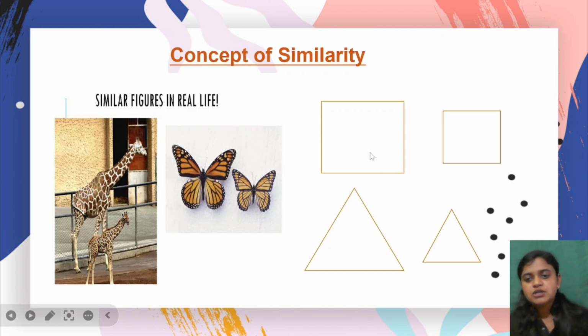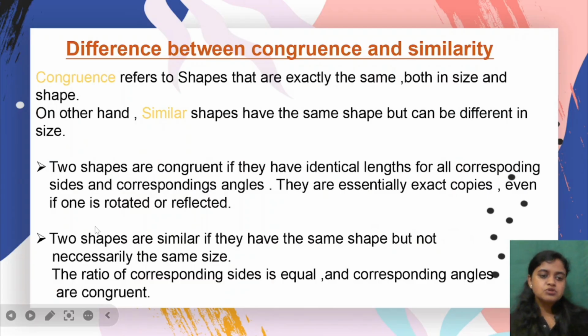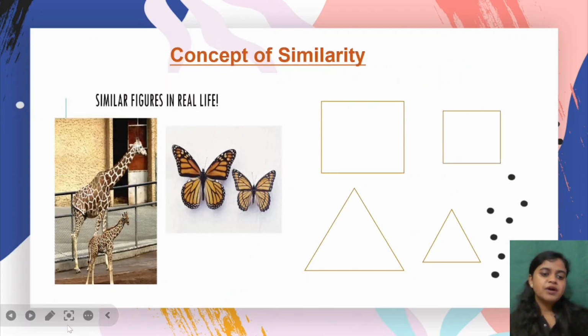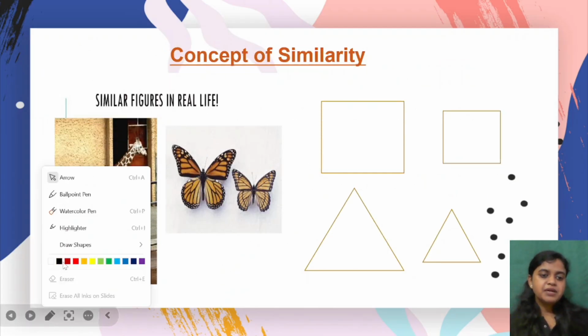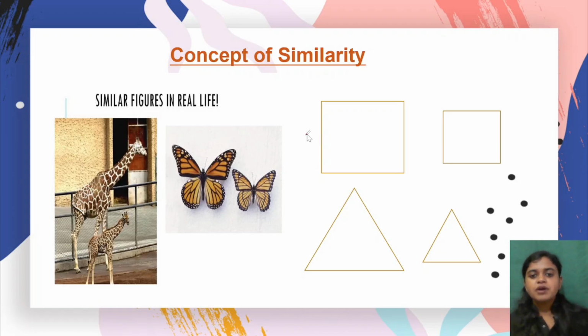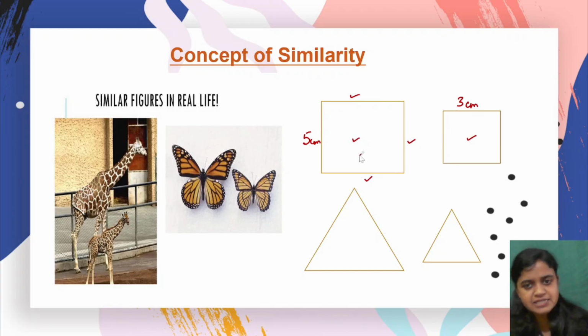If I take two squares, suppose this square, each side is 5 centimeter. Here also 5, here also 5, and this is a square with side 3 centimeters. But they are both squares. This is also a square, this is also a square. But if their sides are different, this kind of shape is called similar shape.